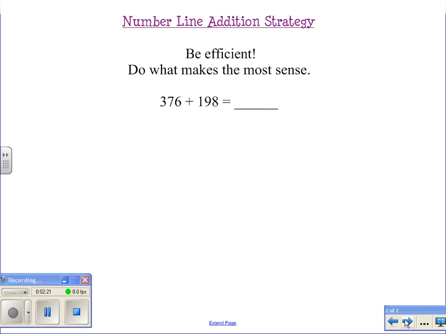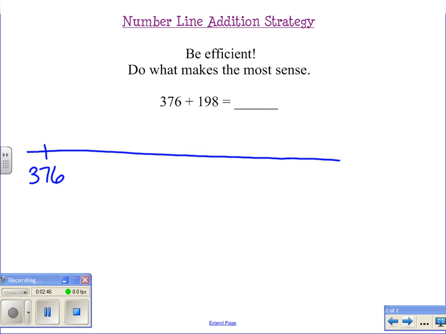So when you're looking at a problem, it's really important you try to find the easiest way. We don't want to work too hard. We want to be efficient. So I'm going to do what makes the most sense. If I have a new problem here, 376 plus 198, I could draw a number line. Start with 376. I'm going to add 198.